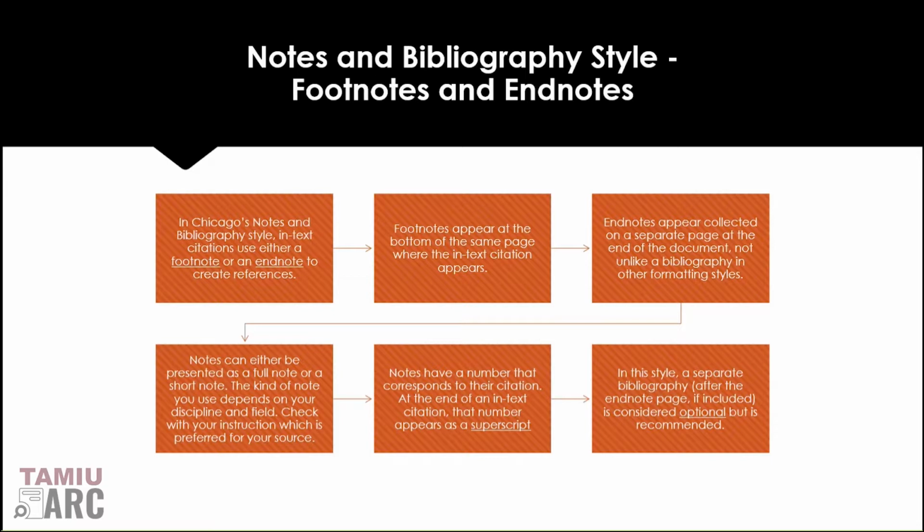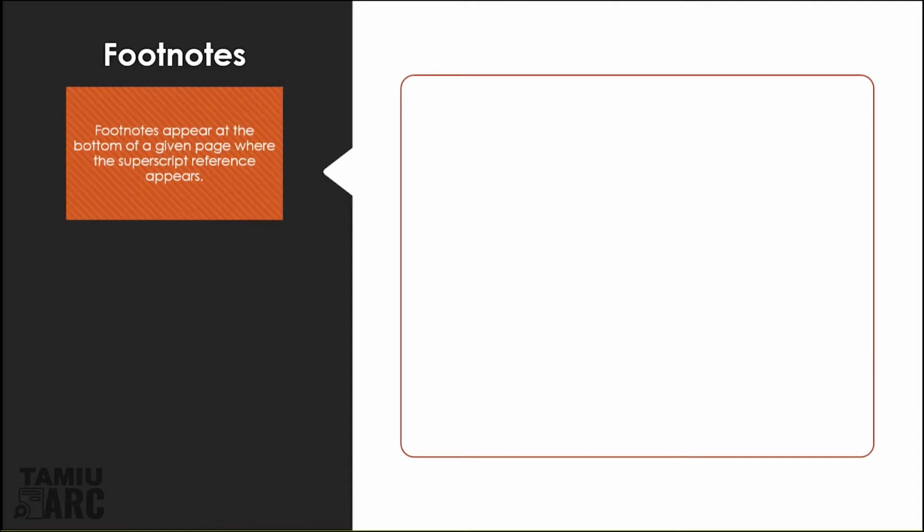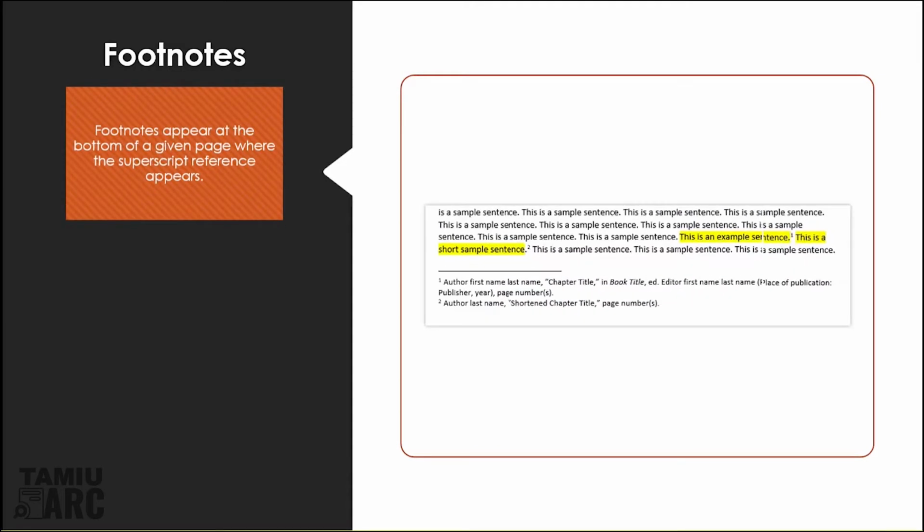Notes have a number that corresponds to their citation. At the end of an in-text citation, the number appears as a superscript. In this style, a separate bibliography may appear after the endnote page. Footnotes appear at the bottom of a given page where the superscript reference appears. On the right, I've included an example of what footnotes would look like at the bottom of a page.